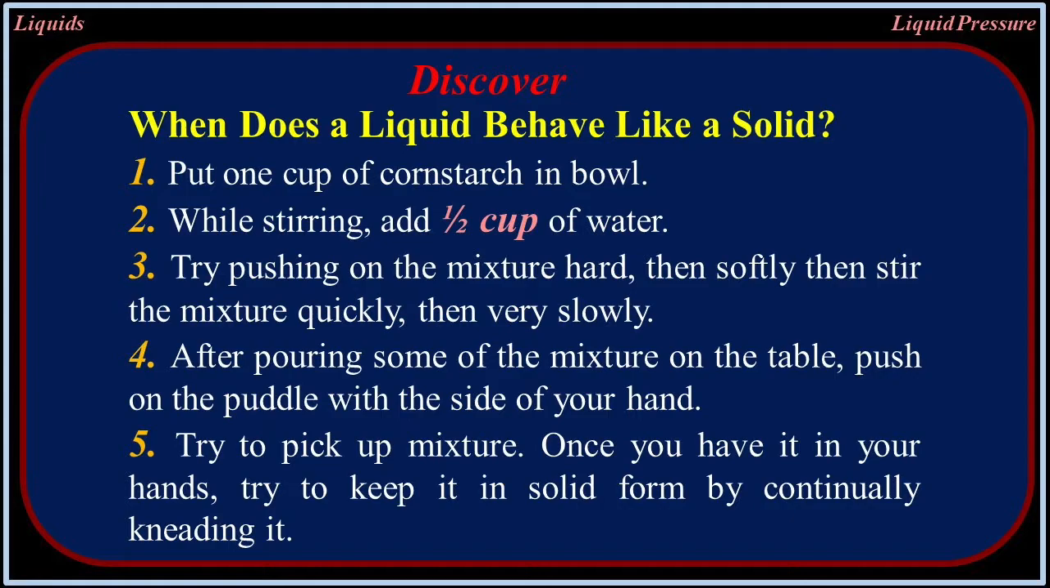Put 1 cup of cornstarch in a bowl. While stirring, add 1/2 cup of water. Try pushing on the mixture hard, then soft, then stir the mixture quickly, then very slowly. After pouring some of the liquid on the table, push on the puddle with the side of your hand.